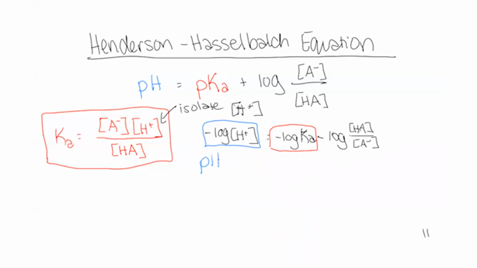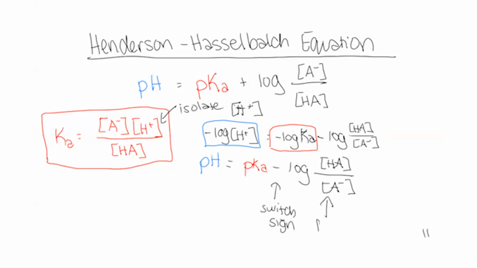So we have the pH is going to equal our pKa, and this is going to be minus the log of our acid over our conjugate base. Okay, so we're almost to this equation. Now what we just need to do is flip this. And when we flip a log, we're going to have to switch this sign too, because we're going to flip this.